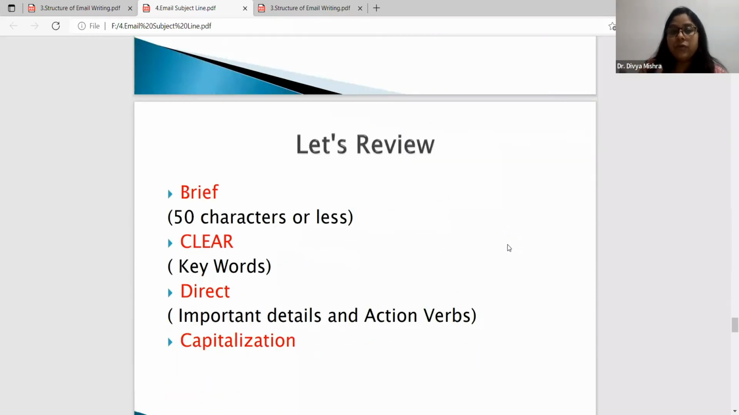So let's review three important points. It should be brief, it should be clear, it should be direct. Important details and action verbs and capitalization, very important. You must remember because most of the time I receive emails from students, and they never capitalize important words. So this is very important. If you write everything in small letters, it gives a very bad impression. So you must write important words, except prepositions, in capital letters.